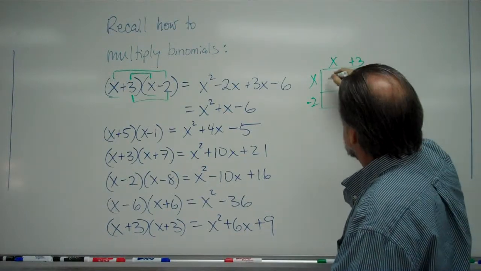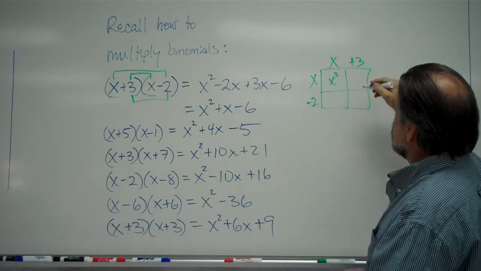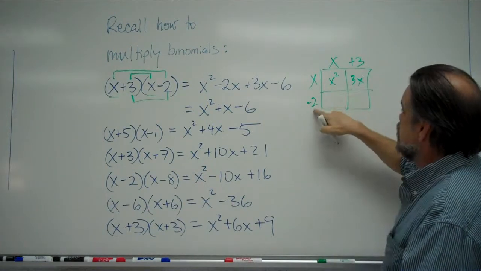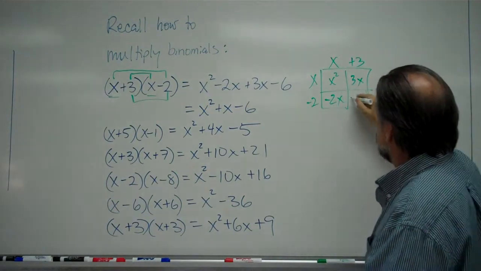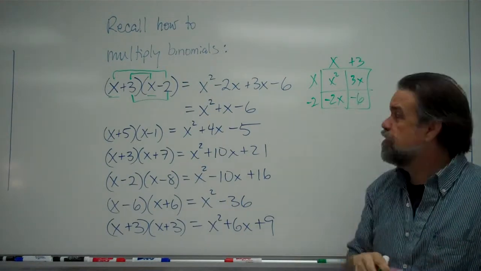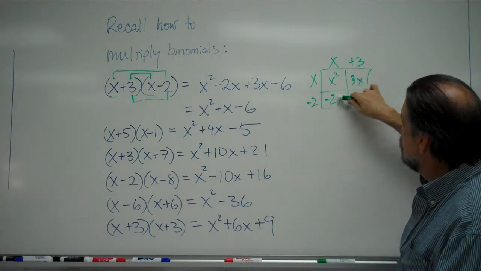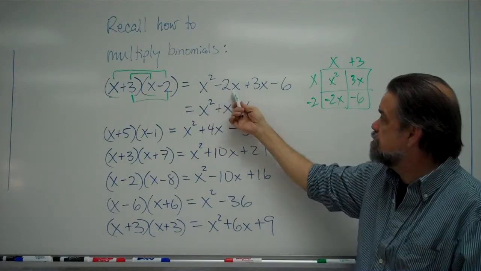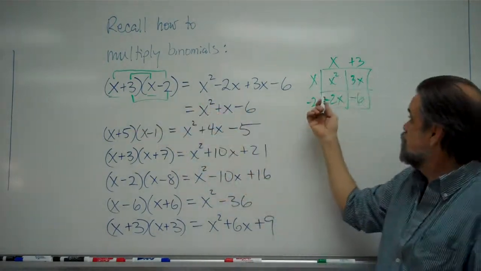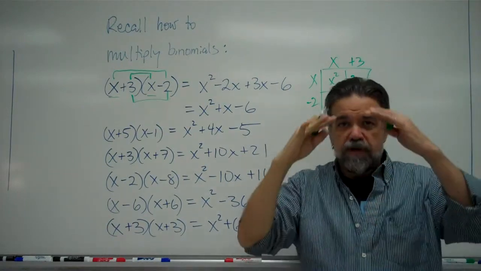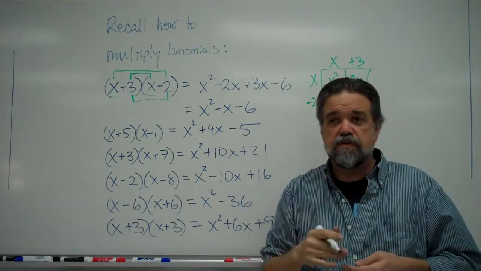So an x by x square is x squared. x by 3 gets me 3x. Negative 2 times x is negative 2x. And negative 2 times positive 3 is negative 6. And what you'll notice is these four terms here are these four terms here. So it doesn't matter if you use FOIL, if you use this box, if you multiply it vertically like we would multiply two-digit numbers.